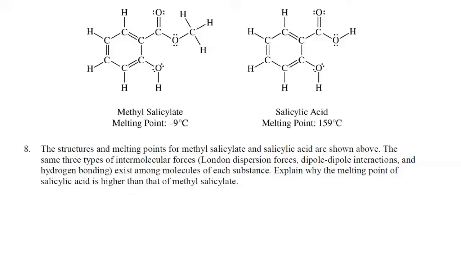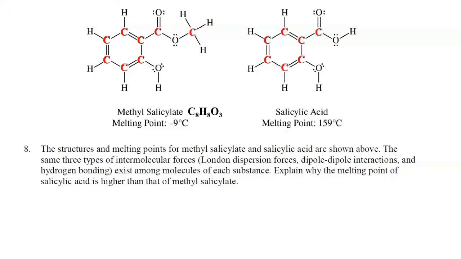So the first thing that I'm going to do is compare the relative size of the electron cloud for each molecule. I'm going to start by counting carbon atoms. So for methyl salicylate, that would be 1, 2, 3, 4, 5, 6, 7, 8 carbon atoms. And then I see 8 hydrogen atoms and 3 oxygen atoms. So C8H8O3. For the salicylic acid molecule on the right, I'll start counting the carbon atoms. 1, 2, 3, 4, 5, 6, 7 carbon atoms.